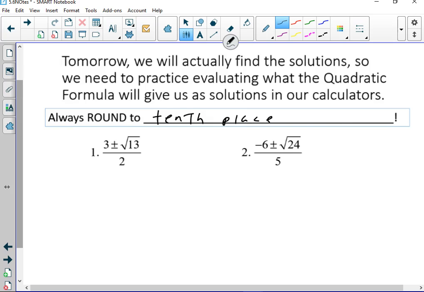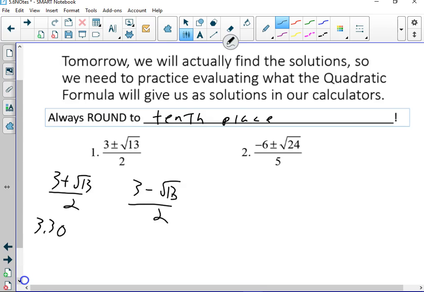Okay, so 3 plus the square root of 13 over 2. So what we're going to do is 3 plus the square root of 13 divided by 2, and 3 minus the square root of 13 divided by 2. So take your calculators right now. So for the first one, you should get 3.303 if rounded.